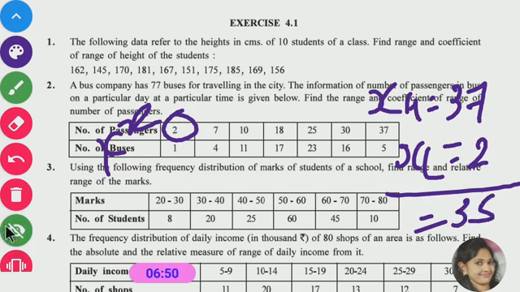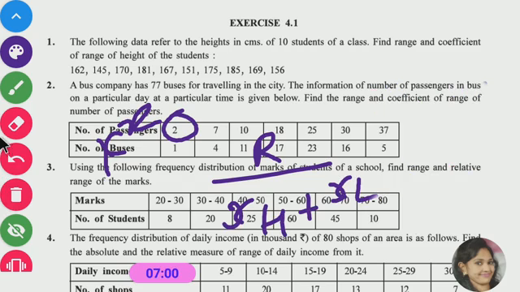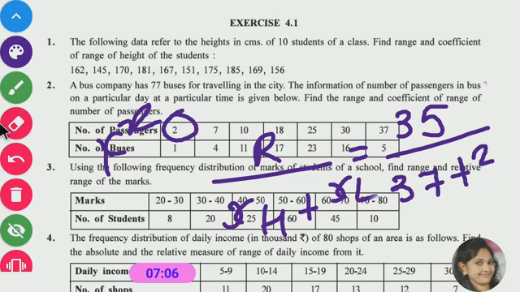Understood? And what is the formula of coefficient of range? R upon XH plus XL. So here R is equal to 35 upon 37 plus 2, which is 35 by 39. You will get your answer on the calculator. Now let me see the third example.